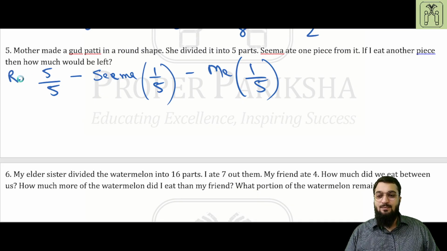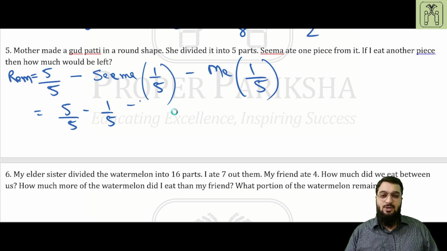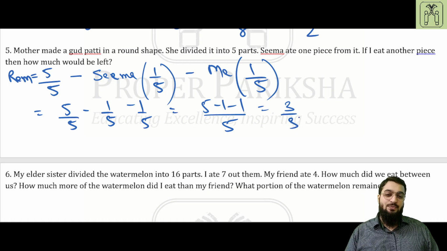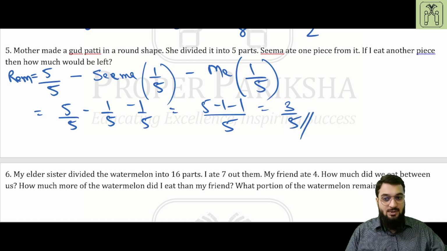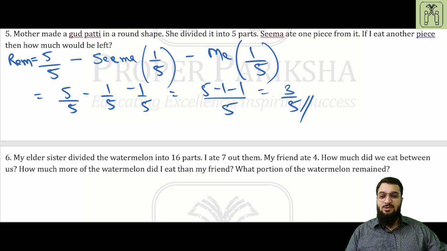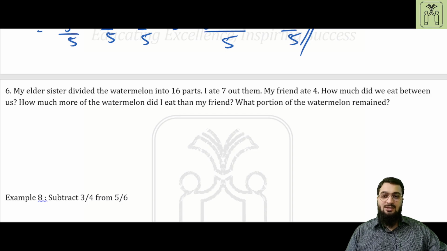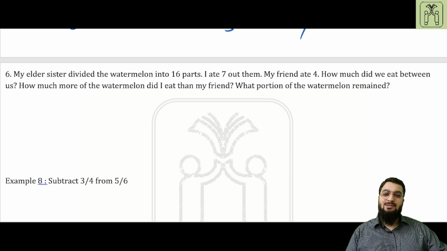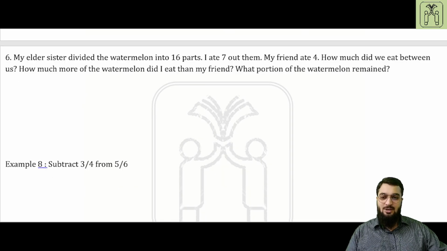So remaining will be 5 upon 5 minus 1 upon 5 minus 1 upon 5. 5 will be the common denominator, and that will be 5 minus 1 minus 1, that is 5 minus 2, and 5 minus 2 is equal to 3 upon 5, and 3 upon 5 of the gur patti will be remaining. Coming to question number 6. I hope that you are able to understand the concept as to how addition and subtraction for fractions are done in case they have the same denominator or different denominators.